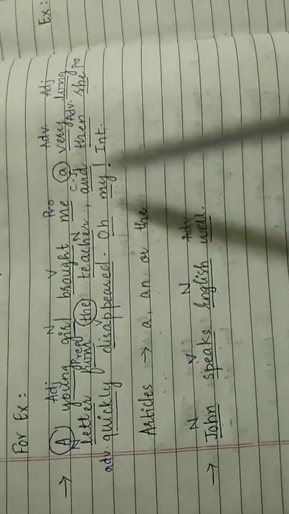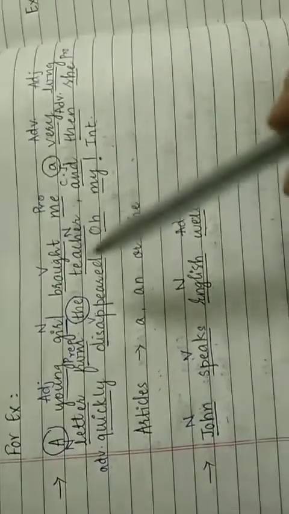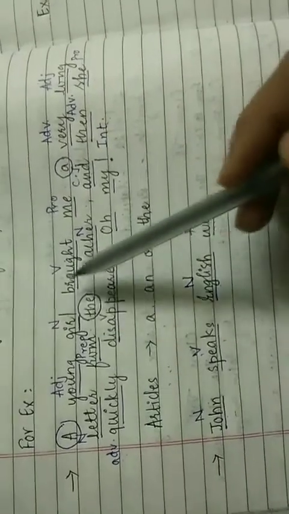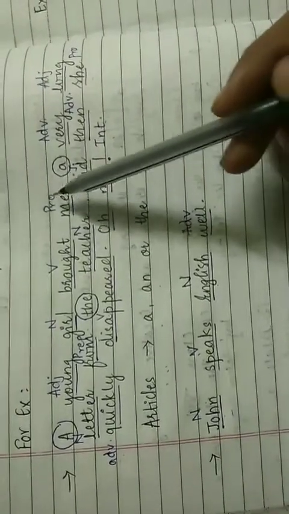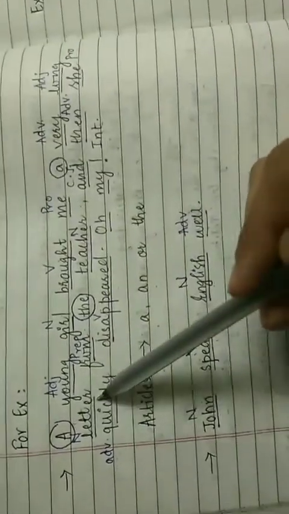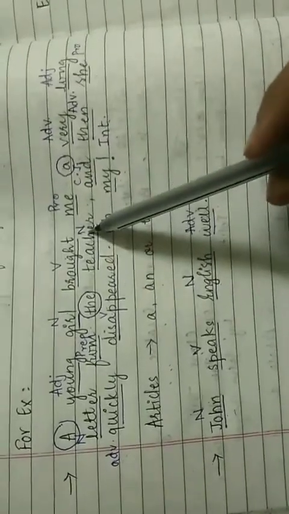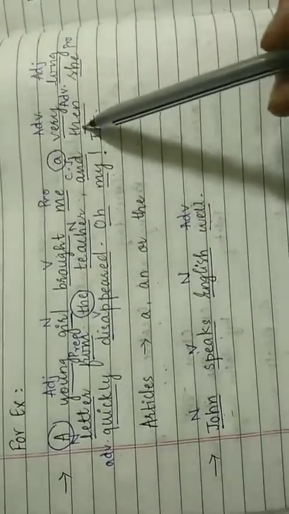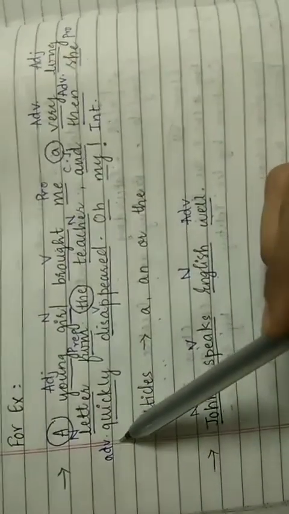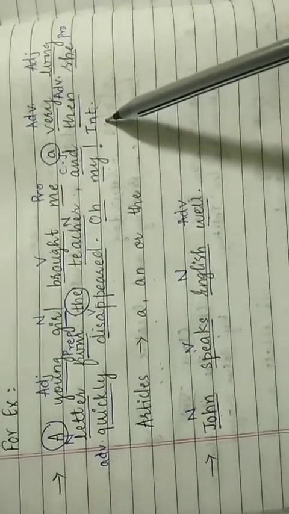Oh my! I have used all the 8 parts of speech in this particular sentence. Let's start naming them. Young is an adjective, girl is a noun, brought, verb, me, pronoun, very is an adverb, long is an adjective, letter is a noun, from is a preposition, teacher is again a noun, and is a conjunction, then is an adverb, she is a pronoun, quickly is again an adverb, disappeared is again a verb, and oh my is an interjection.